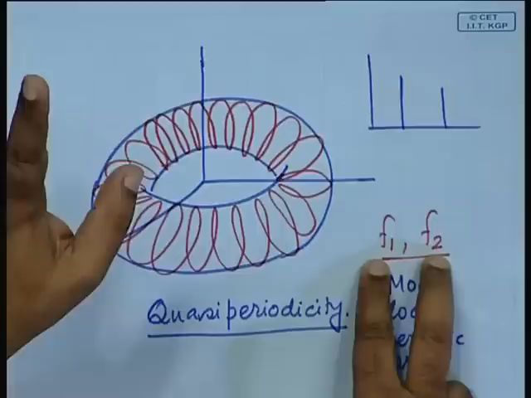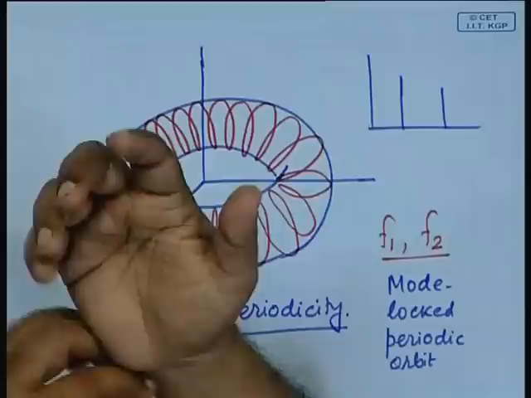Do you know any very common example of a mode locked periodic orbit? Very common example. Earth and the moon. Yes. How does the moon rotate around the earth? How many times? What is the speed of rotation? Okay, around 29 days. And the moon is also rotating around its own axis in how long? Exactly the same. Exactly the same.